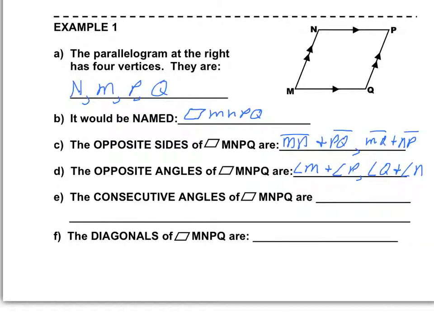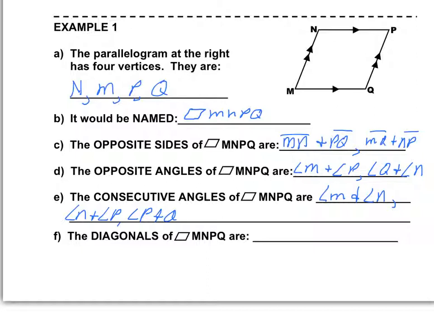Consecutive angles are ones that come right after each other if you're going around the shape. If I start at angle M, what would the next angle be? Well, you have two choices. If you're moving clockwise, it would be angle N, right? If you're moving the other way, your consecutive angle would be angle Q. So you've got angle M and N, you've got angle N and angle P, you've got angle P, angle Q.